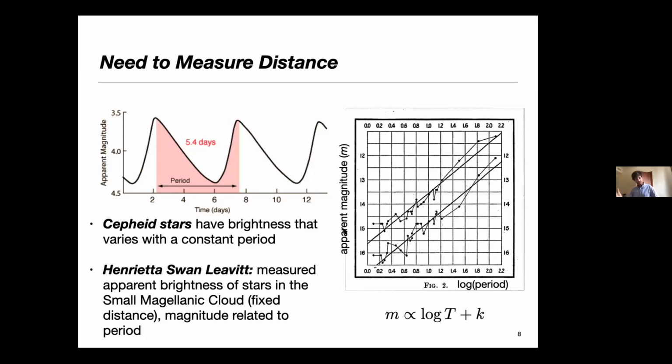And so what that allowed people to do was to use measurements of the period of these stars to infer the true brightness, and then correcting for the distance, you could infer the distance based on how bright it seemed, how bright it looked, because you knew what the underlying true brightness was. Okay.